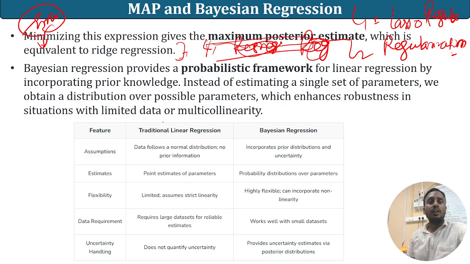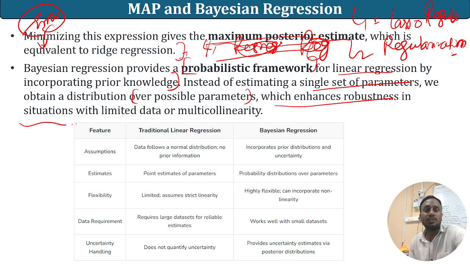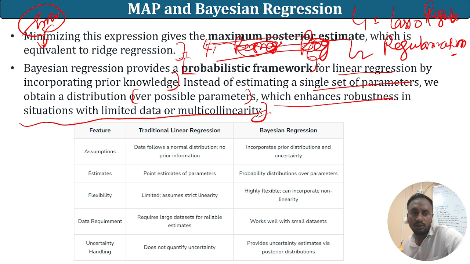Lasso regression. Bayesian regression provides a probabilistic framework for linear regression by incorporating prior knowledge. Instead of estimating a single set of parameters, we obtain distributions over the possible parameters, which enhances robustness in situations with limited data or multi-collinearity. So Bayesian methods can give better results compared to classical regression methods.